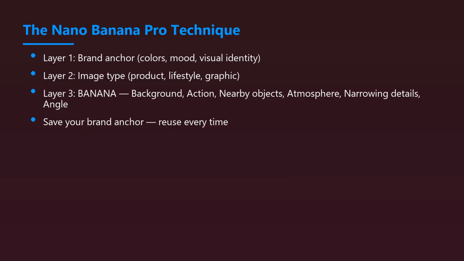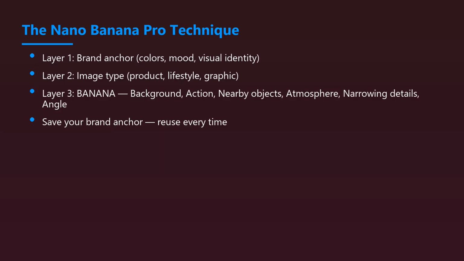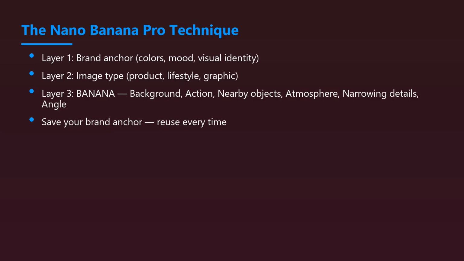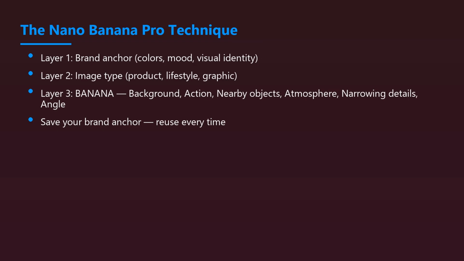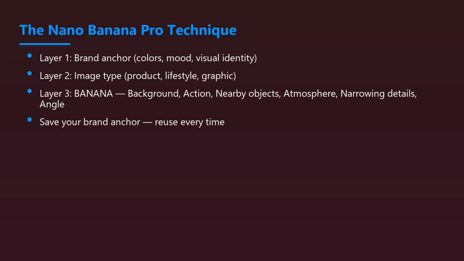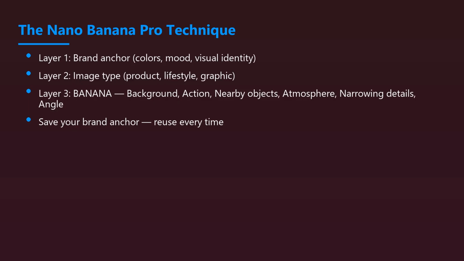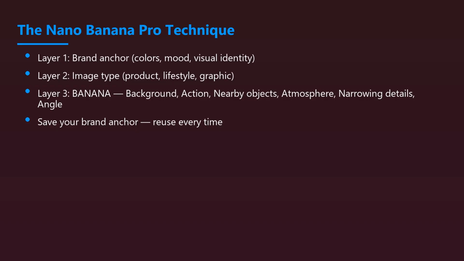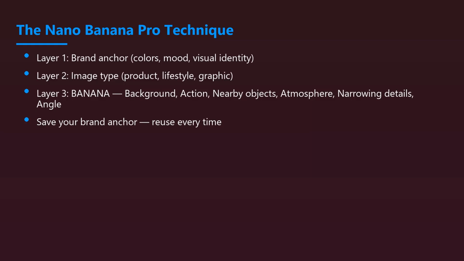The nano part refers to keeping each prompt layer short and specific, nano in scope, not trying to do everything in one prompt. The banana is a mnemonic: background, action, nearby objects, atmosphere, narrowing details, angle. That's the order you build out your specific shot layer. And Pro is just the community's branding for the finished technique. Does it sound silly? Maybe. Does it actually work? Yes.